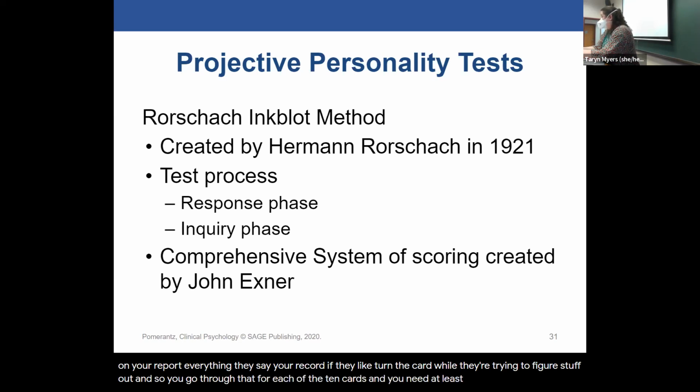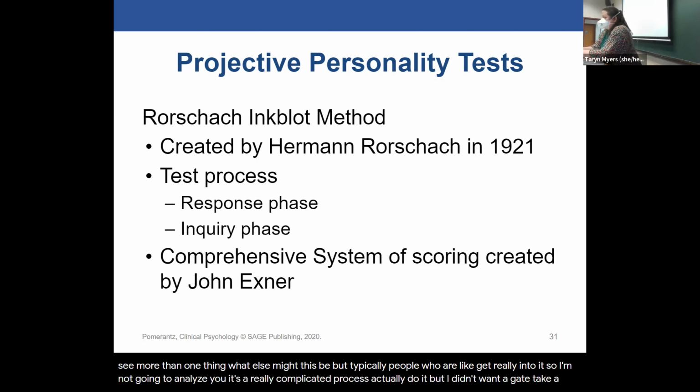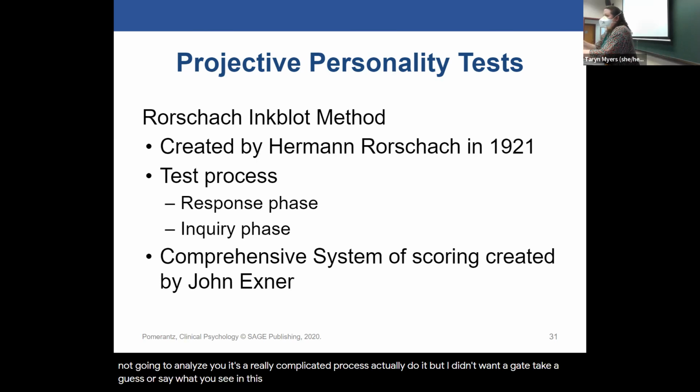And you need at least 14 responses to score it under the Exner system. So if on the first one, they only give you 1 answer, then you say, people often see more than one thing. What else might this be? But typically people get really into it. So I'm not going to analyze you. It's a really complicated process actually to do it, but anyone want to take a guess or say what you see in this plot?